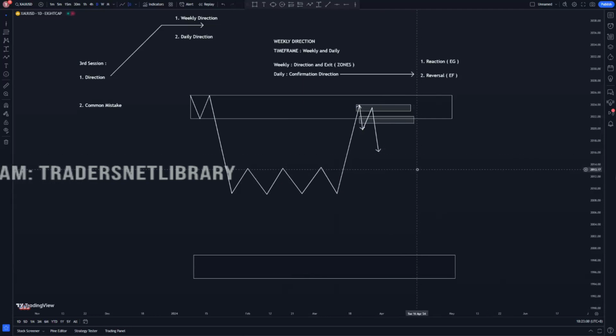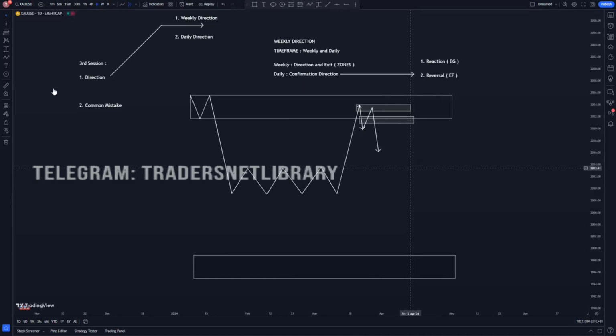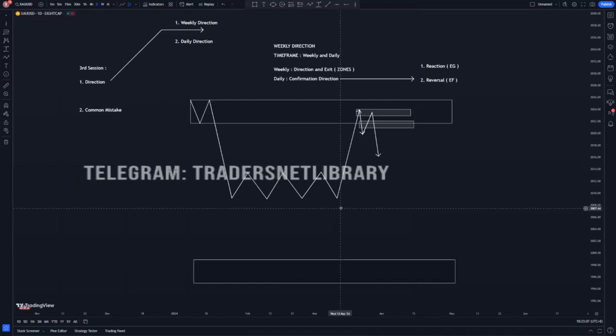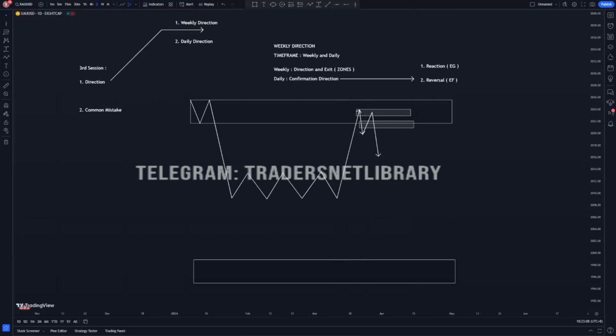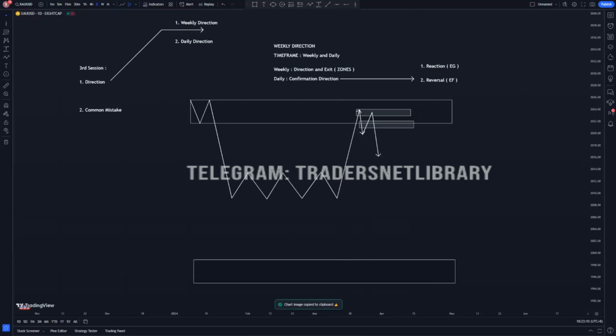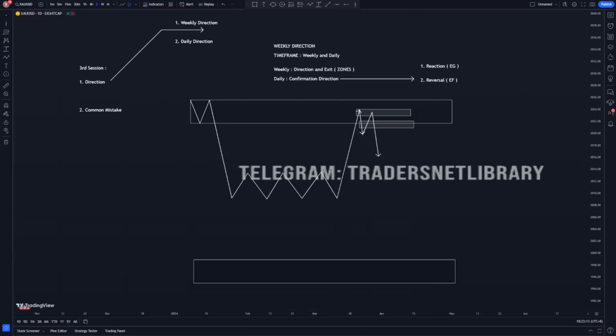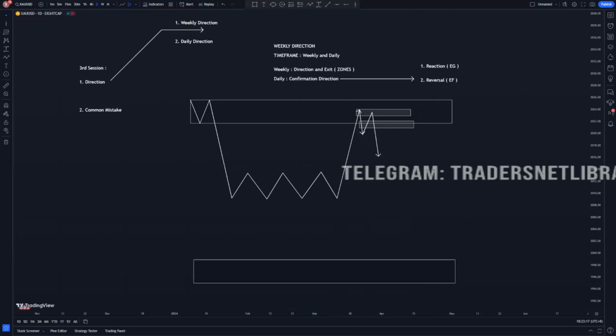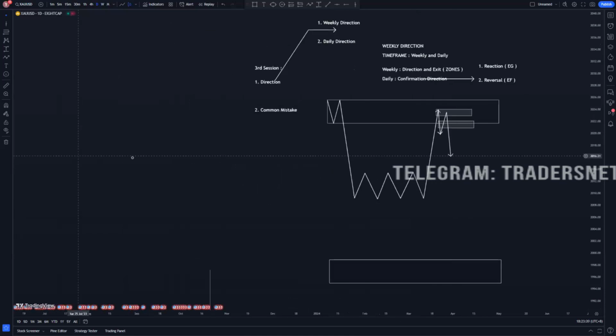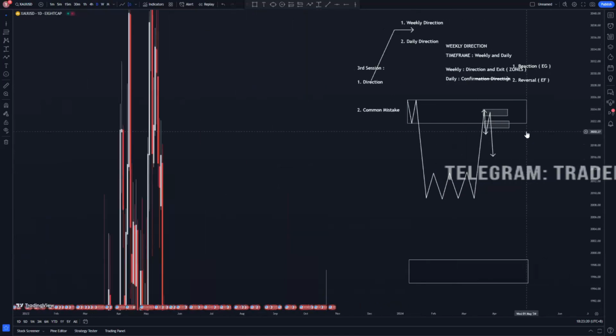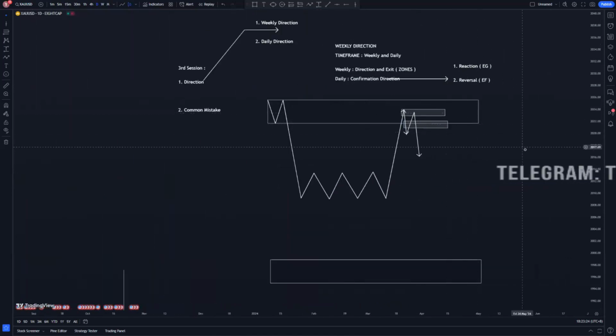Okay, let me show you guys how it works. For an example, let me send the notes to you guys first, so you can download the notes. All right, let me show you guys in the chart.